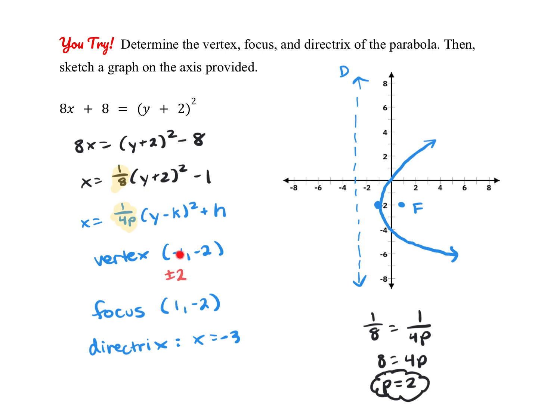So I added 2 to the x value. If I want to move to the right, I'm going to add to my x value. And then if I want to go 2 units to the left, I'm going to subtract 2 from my x value to give me my directrix, and that should be x equals negative 3.